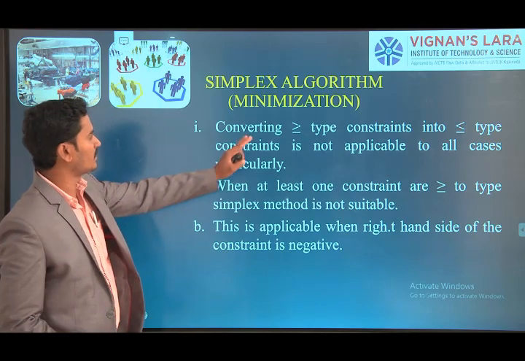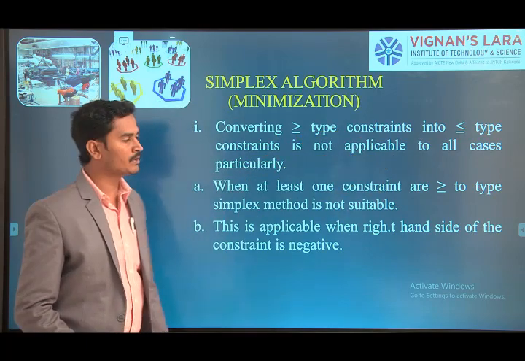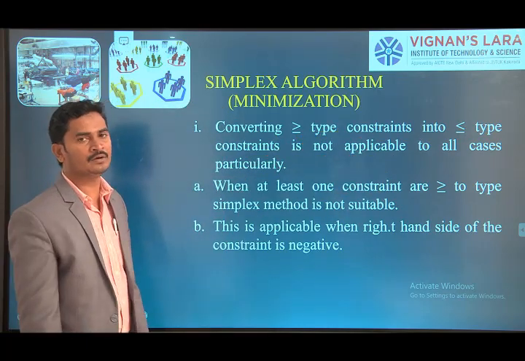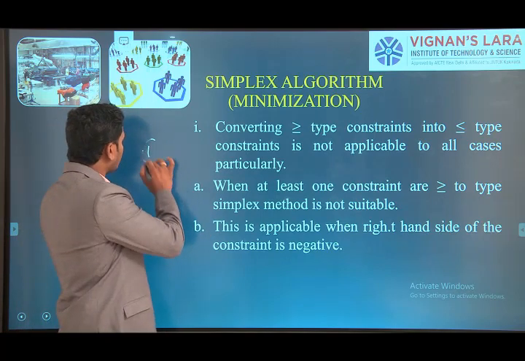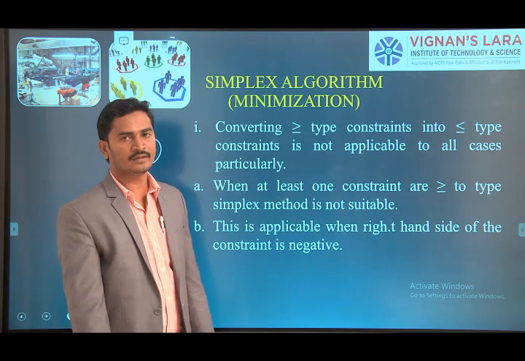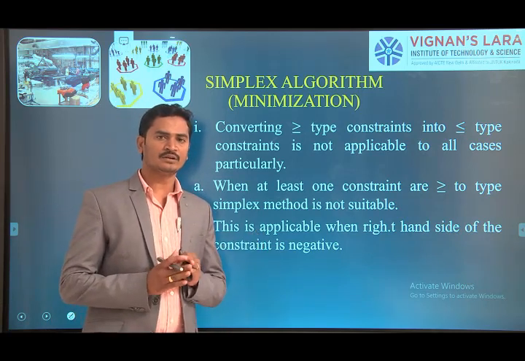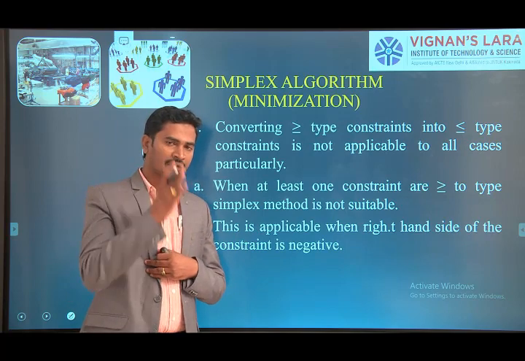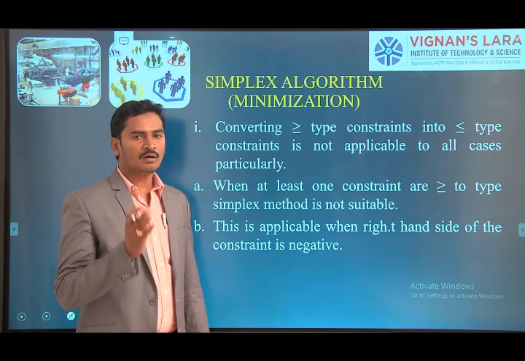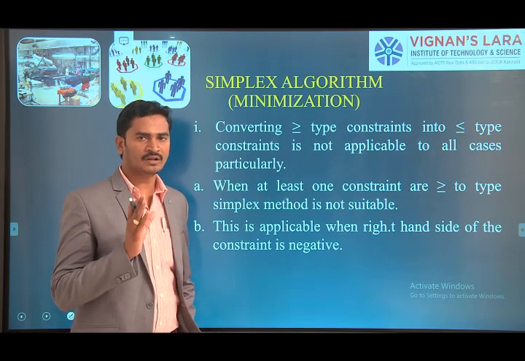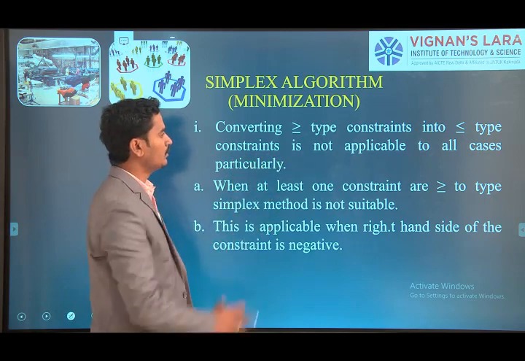Next, the first one: converting greater than or equal to type constraints into less than or equal to type. Why are we converting them? In simplex we have some standard rules. When converting a greater than or equal to type constraint into less than or equal to type, we have to consider the right hand side values also. In simplex, all constraints must be in less than or equal to type only. So if it is greater than, we convert it to less than or equal to type.